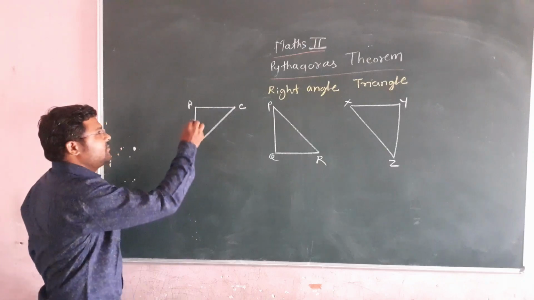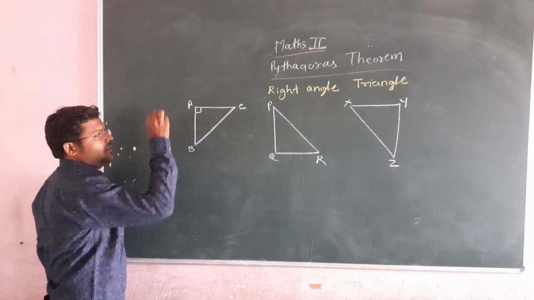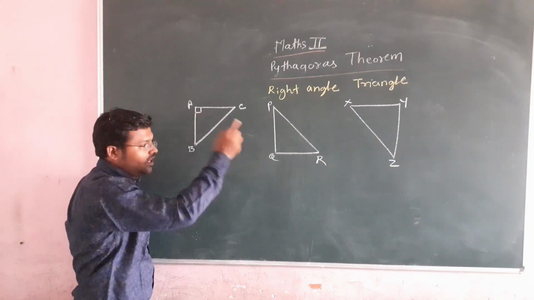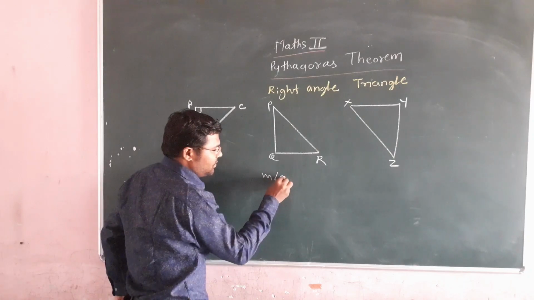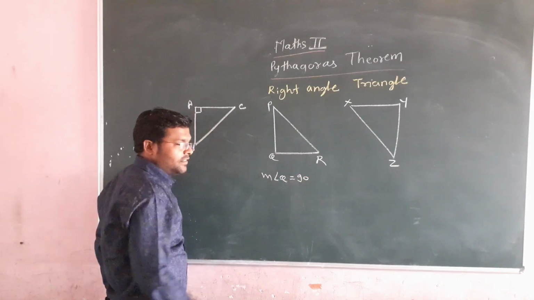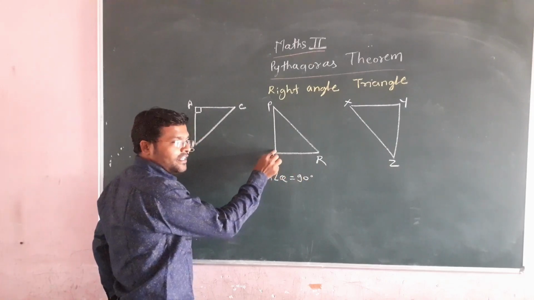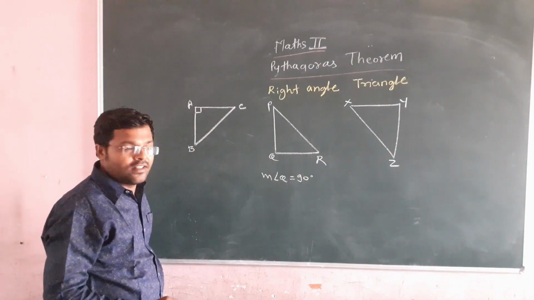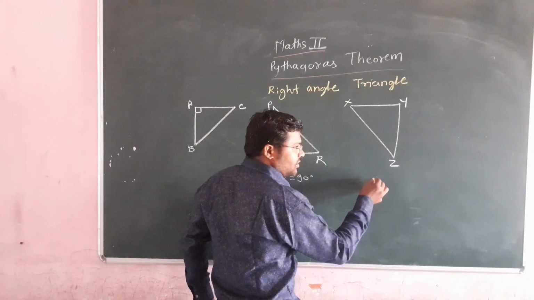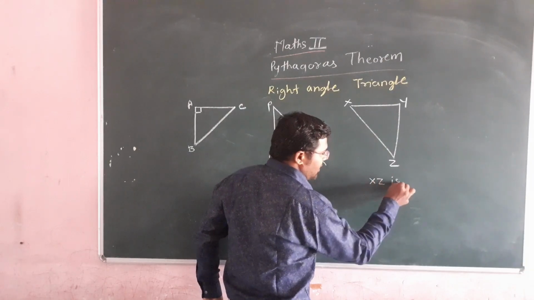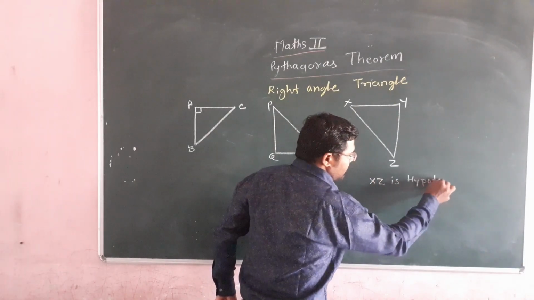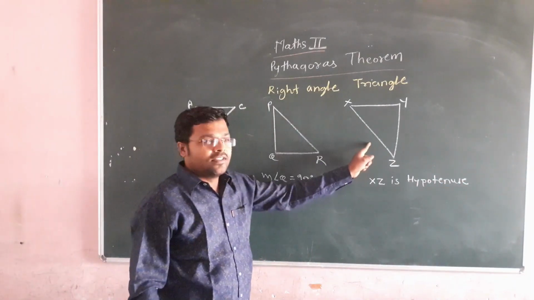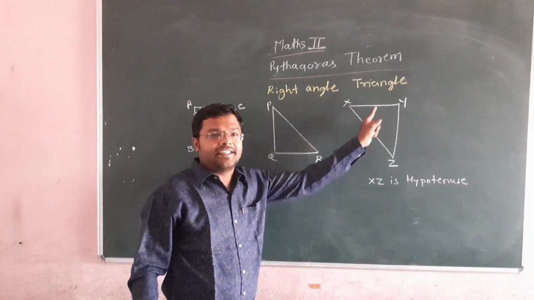When I draw here some sign of perpendicular, that means this triangle is a right angle triangle. Otherwise, I write here measure of angle Q is equal to 90 degree. That means this angle is 90 degree. So triangle PQR is a right angle triangle. Another thing, suppose I write here XZ is hypotenuse. Hypotenuse means the opposite side of the 90 degree angle.